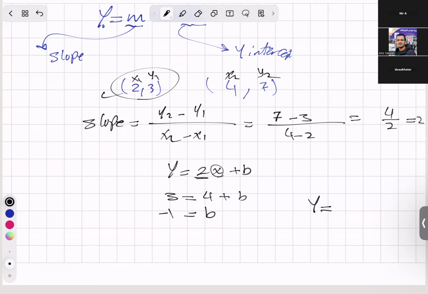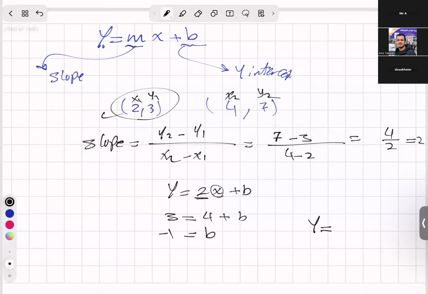Right now it's time for writing this equation. So y equals mx plus b. M is going to be 2x plus -1, or you could write it just like 2x minus 1, right? Is it clear for you? Okay.